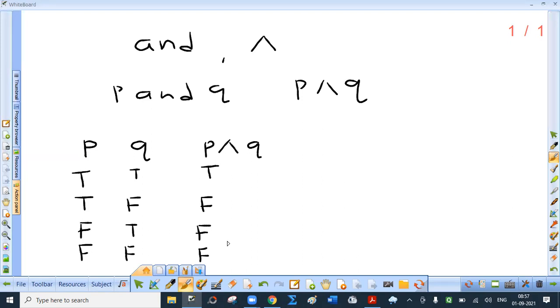So how to remember the table for conjunction? Conjunction is true in only one case. Which case? When both are true. Now these two, P and Q in this case, are called conjuncts. Okay. So this is about conjunction.